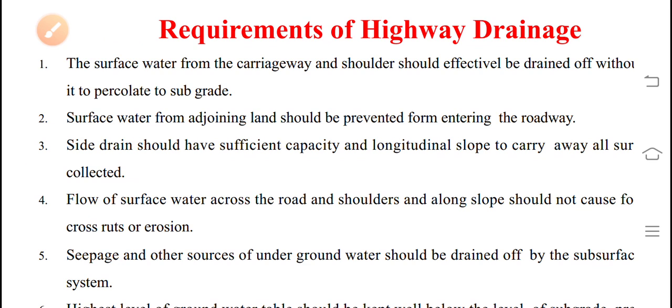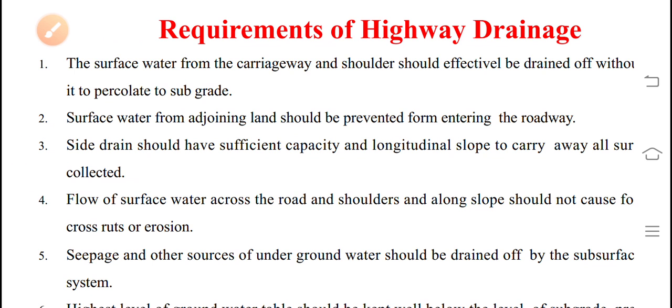That means insufficient capacity of side drains and less longitudinal slope or improper slope in the longitudinal direction, water will not be carried away, which is collected from the surface.